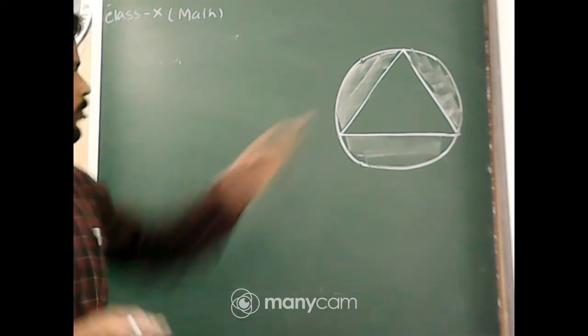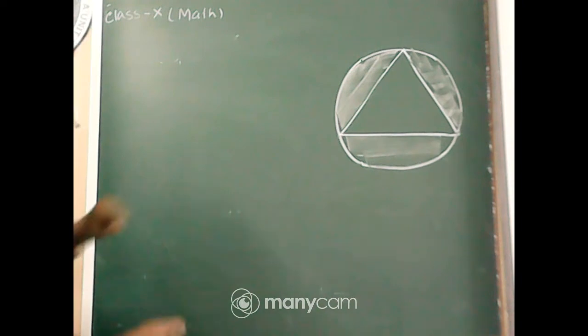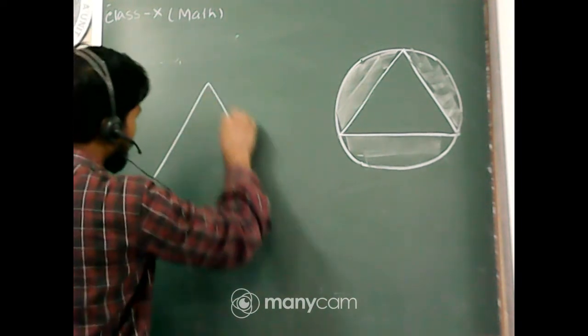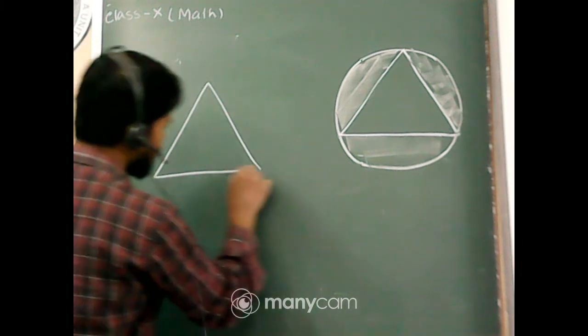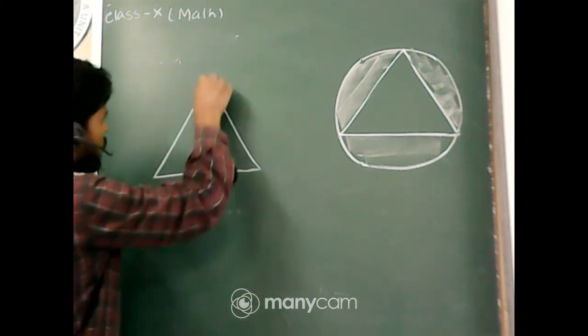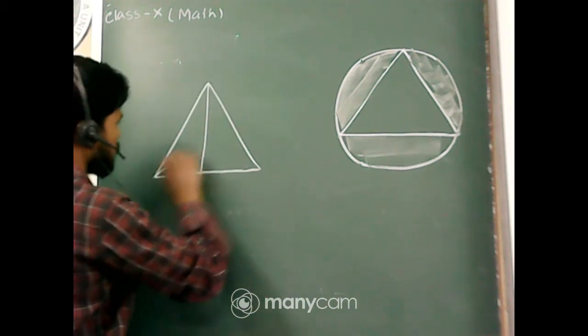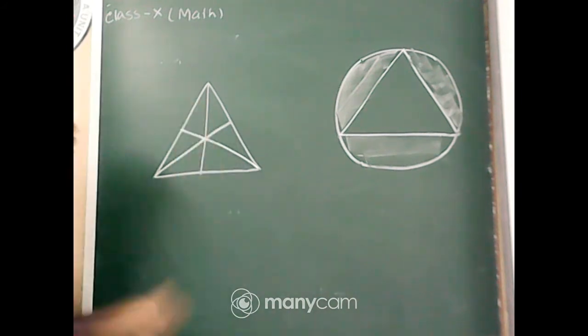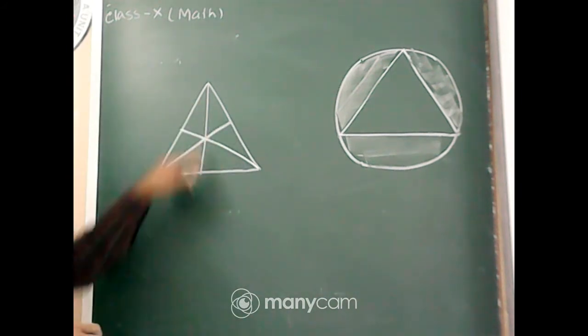Before solving this question, I would like to recall one thing we have learned in our previous class. Suppose we have a triangle, any type of triangle. If I draw the medians, so we know that medians are concurrent, means they will intersect each other at a point.